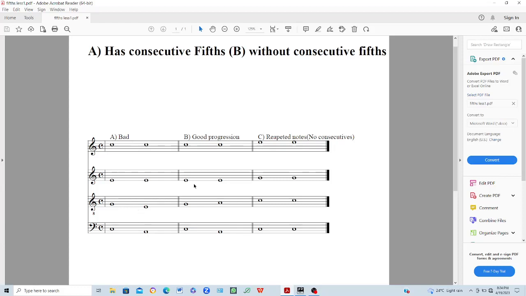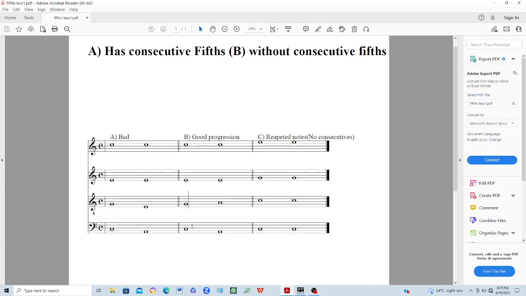Let us look at the second bar. Now, in my second bar, it is bar B. What have I done to remove the fifths that were following each other? Now, this first chord is still in root position. The bass parts and tenor parts are forming a perfect fifth.